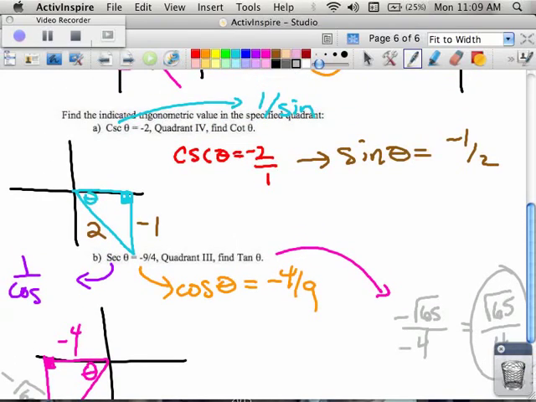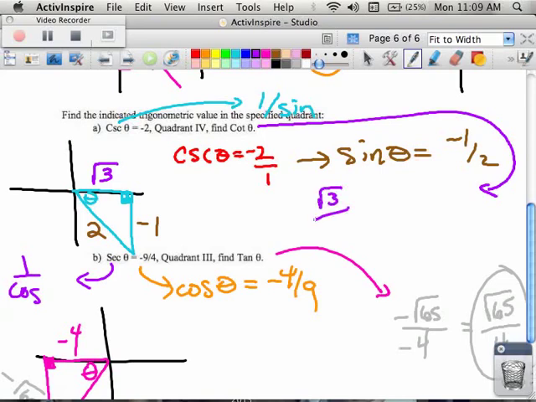In the previous example, if you wanted to solve it, I know that if I do the Pythagorean theorem, 2 squared is 4, minus 1 is 3. So this is really like the square root of 3 here. And then if I want the cotangent, cotangent is the same as, instead of the opposite over the adjacent, it's the adjacent over the opposite. Right? So the adjacent over the opposite is √3 over -1, or in other words, -√3.